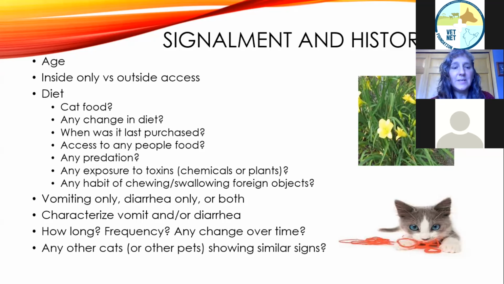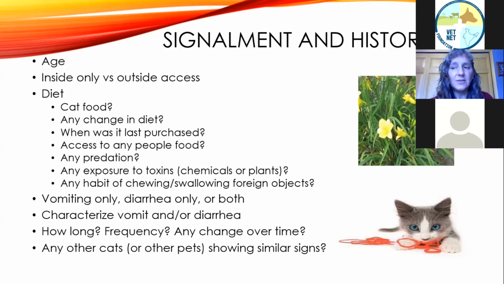Is the cat vomiting, or does it have diarrhea, or both? Vomiting is usually associated with primary GI diseases affecting the stomach and small intestines, whereas diarrhea can be from diseases of both the small and large intestines.